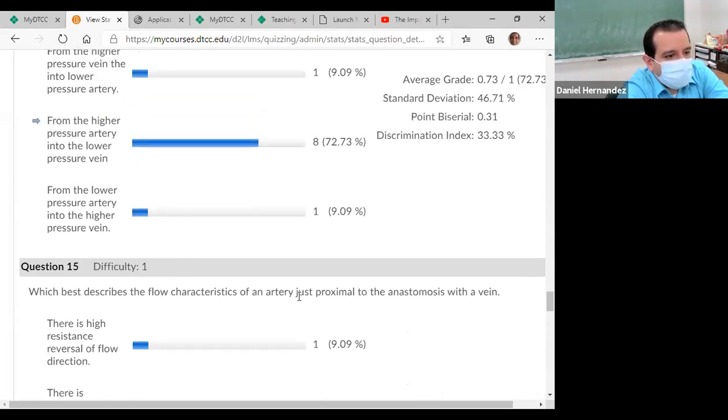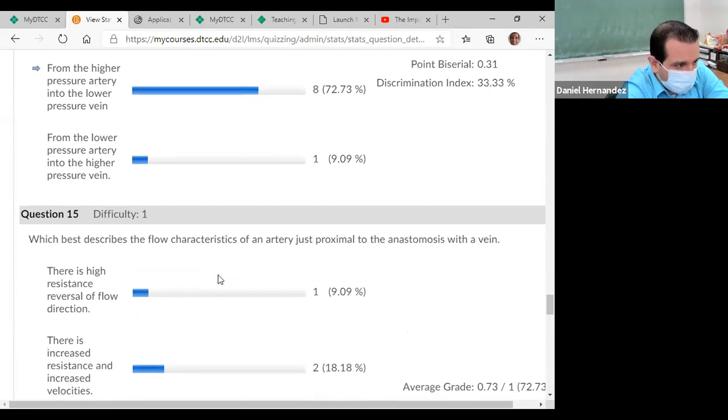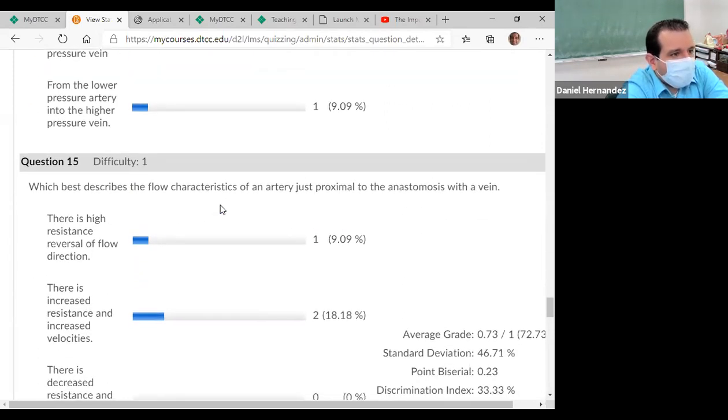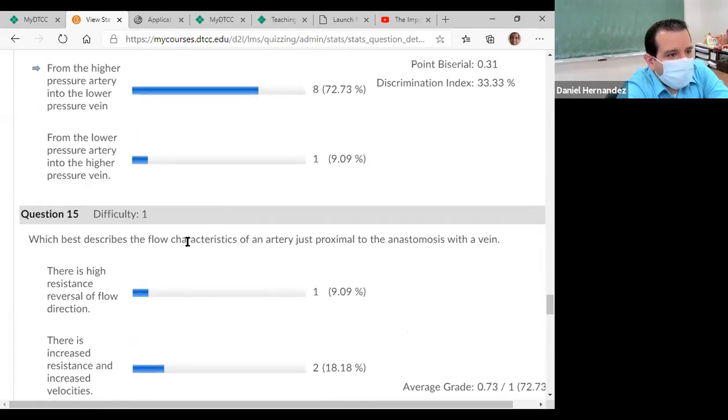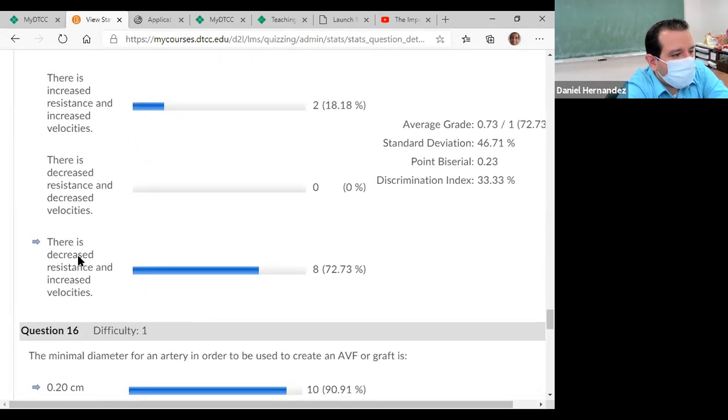Which best describes the flow characteristics of an artery just proximal to the anastomosis with the vein? Just above that connection, the artery is going to have high velocity, low resistance. So there's decreased resistance and increased velocities.